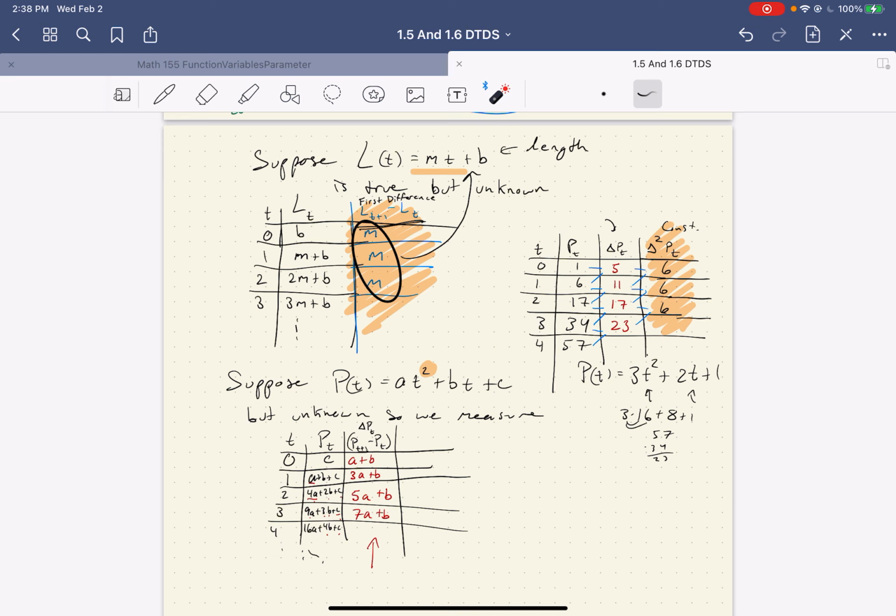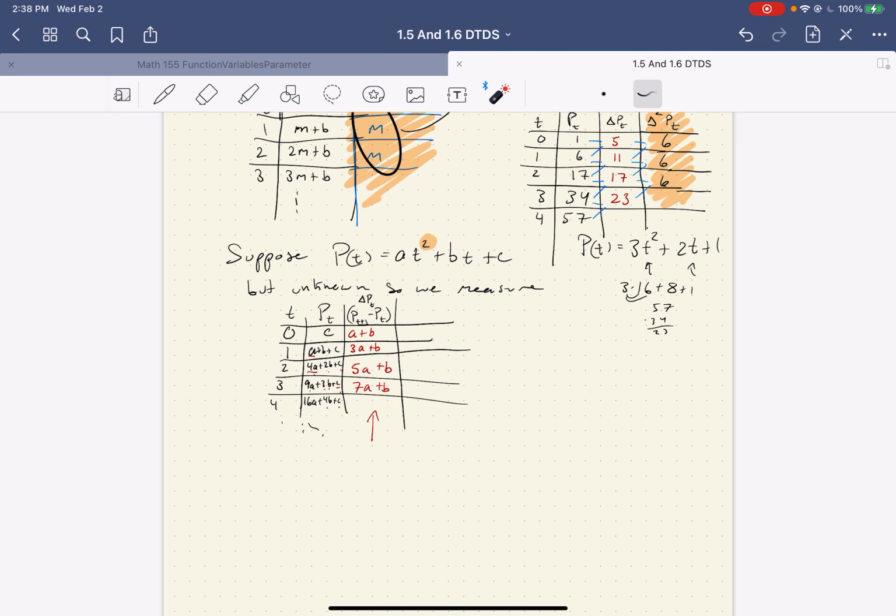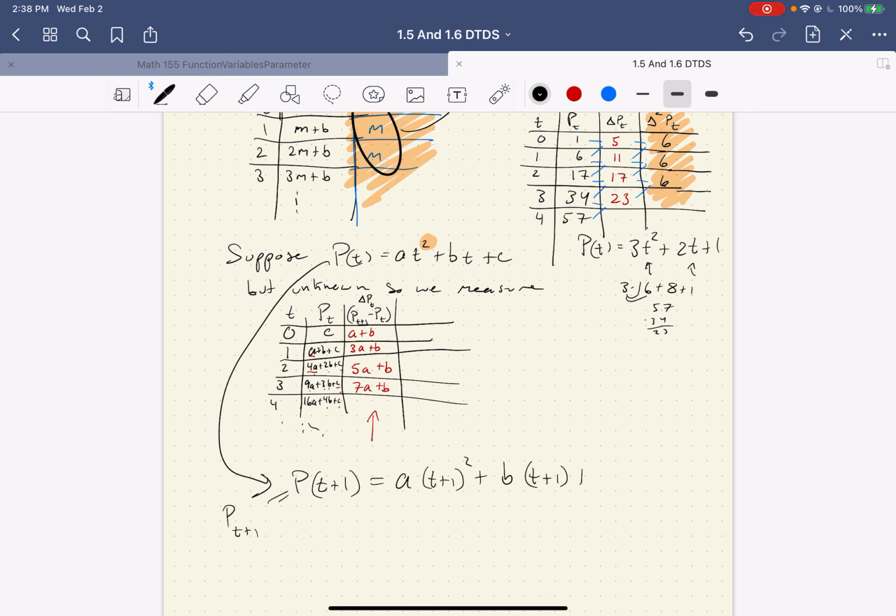Part of why I want to let you know that is that this was known to ancient mathematicians, because they cared a lot about quadratics and trying to find perfect squares, or Pythagorean triples and things like that. So let's plug in t plus 1. You should think of this as P sub t plus 1, the next measurement. If I plug this into the equation, I have a(t plus 1) squared plus b(t plus 1) plus c, and I can work this out a little bit.